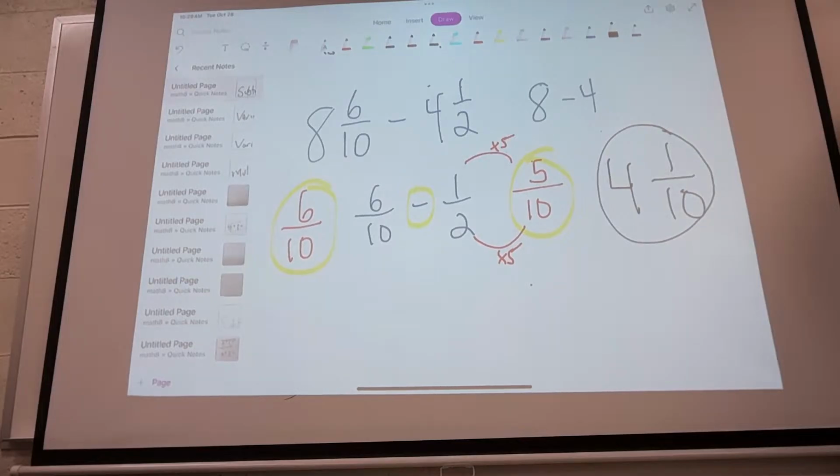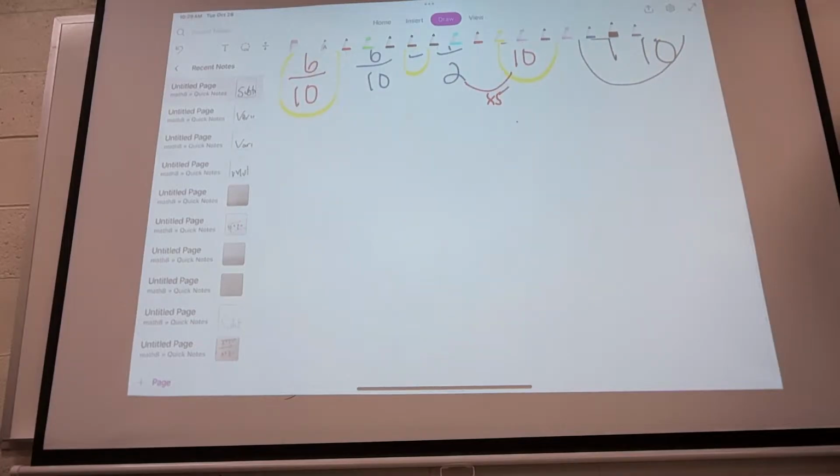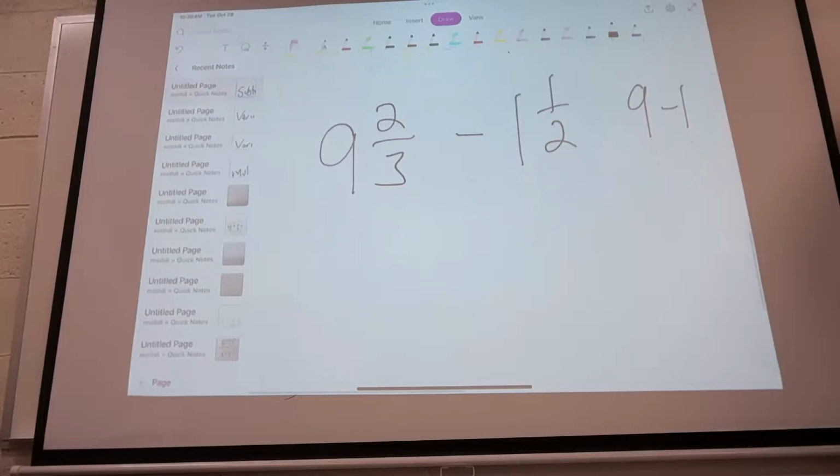All right, next one. 9 and 2/3 minus 1.5. Change them into 6s, please. Change the bottoms into 6. Two-thirds minus 1/2. Very easy. I said change them into 6.